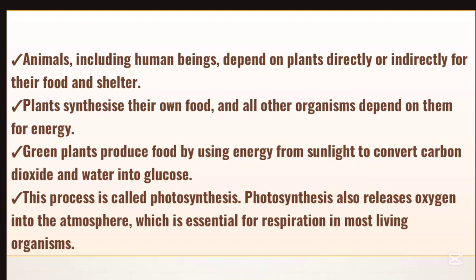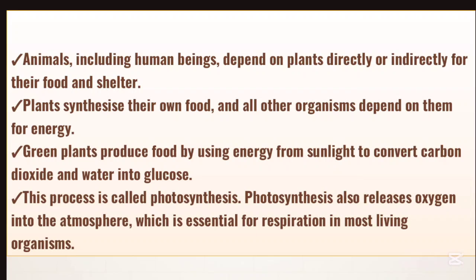So autotrophs means the organisms who prepare their own food, and the other organisms depend on plants for energy, and those organisms who cannot prepare their own food but depend on other organisms are called heterotrophs. Green plants produce food by using energy from sunlight. So the green plant uses the sunlight and converts the inorganic carbon dioxide and water into glucose, which is food for the plant, and this process is called photosynthesis.